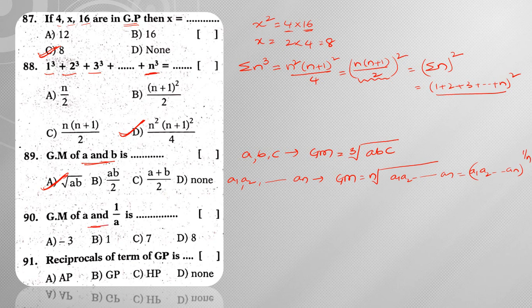Next, GM of A and 1 by A. So GM of A and 1 by A is nothing but square root of A into 1 by A. What is the value then? Square root of 1, which is nothing but equal to 1.